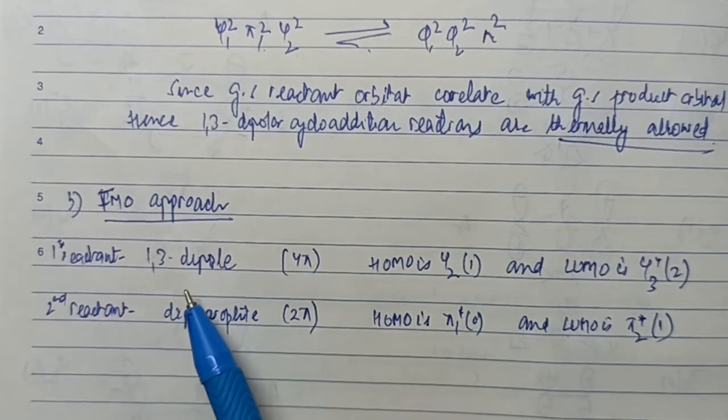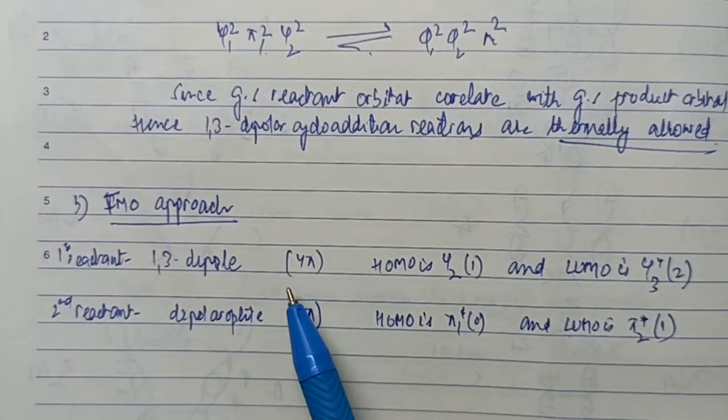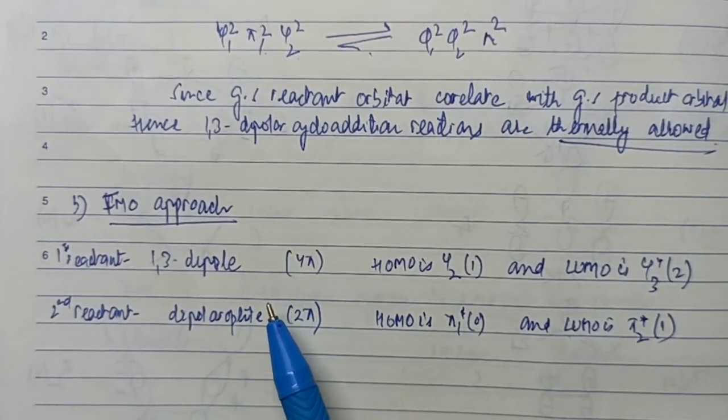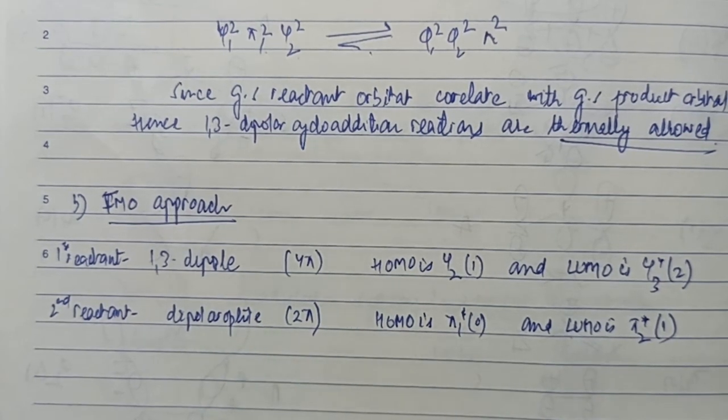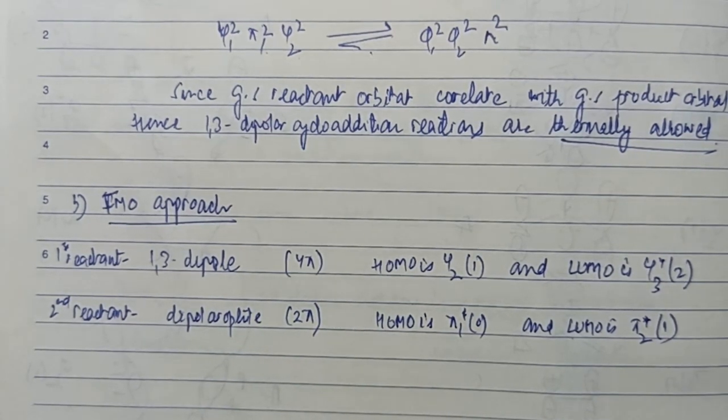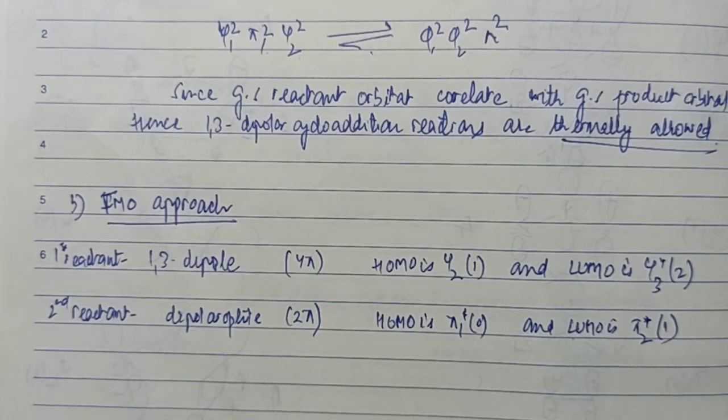Now, as I've told you, 1,3 dipole was a 4pi electron system. Therefore, it is a 3-atom 4pi electron system. Therefore, there are 3 molecular orbitals corresponding to the dipole. 3 molecular orbitals are psi1, psi2, psi3. The first 2 electrons will go to psi1. Since 4 electrons are to be accommodated, the next 2 electrons will go to psi2. Hence, the HOMO in the case of your 1,3 dipole would be psi2 and LUMO would be psi3 star. And this we are talking under thermal conditions, of course.